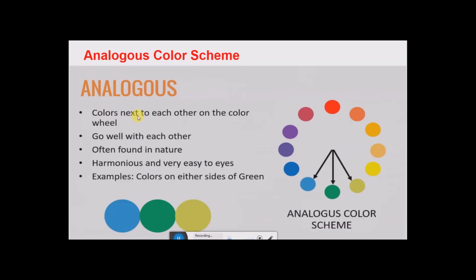The analogous color scheme is colors next to each other. Like this, green and blue, they are close to each other. These are analogous color schemes. They go well with each other, they are like twins. They are found in nature, like the green color, which I showed you the other time. They are very harmonious and easy on the eyes, eye catching. Example: colors on either side of green, like light yellow and blue. So analogous colors are next to each other, like twins.